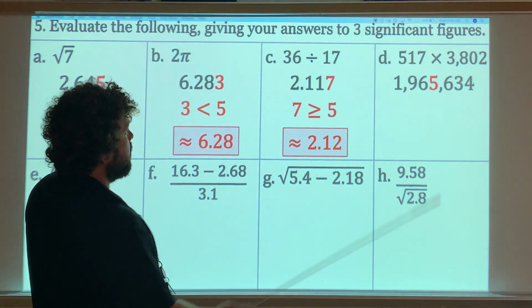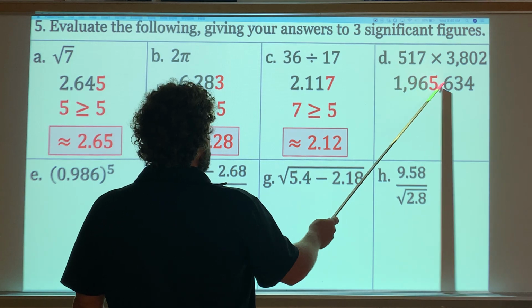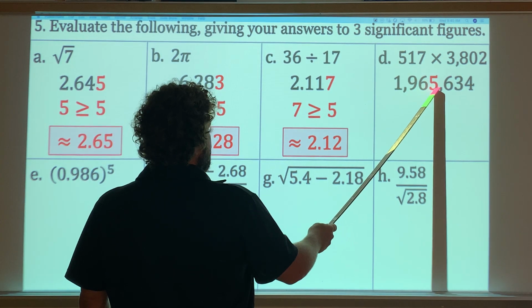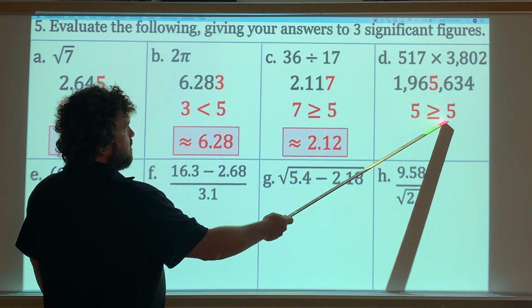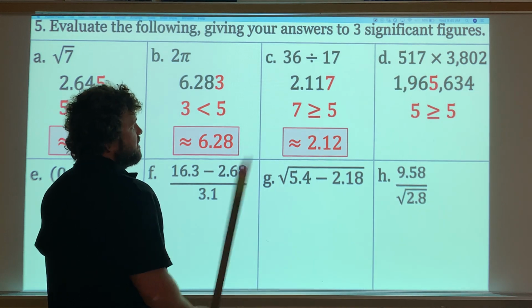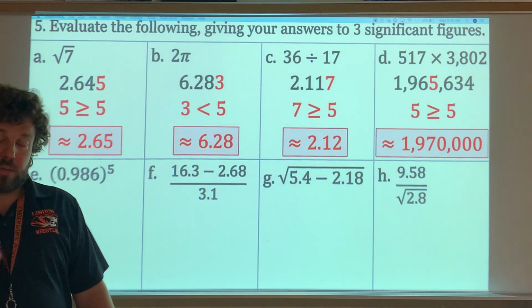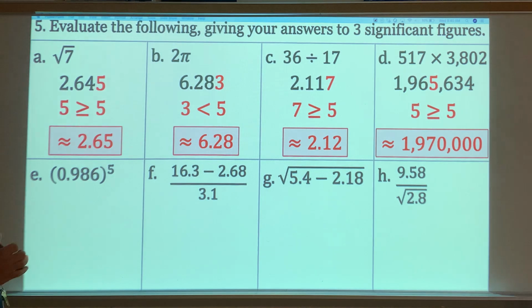1,965,634. We're only going to 3 figures, 1, 2, 3, so we're going to use the 4th significant figure, which is 5. Greater than or equal to 5, so we're going to round the 6 up to a 7, 1.97 million. All right.